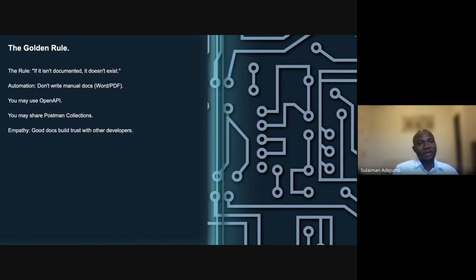Moving on, we end with the golden rule. If your feature isn't documented, it effectively doesn't exist. You cannot expect people to guess how your code works, but don't write manual PDFs either, as they get outdated instantly. Regarding automation, use tools like Swagger or OpenAPI. They generate documentation directly from your code, and when you update the code, the docs update automatically.